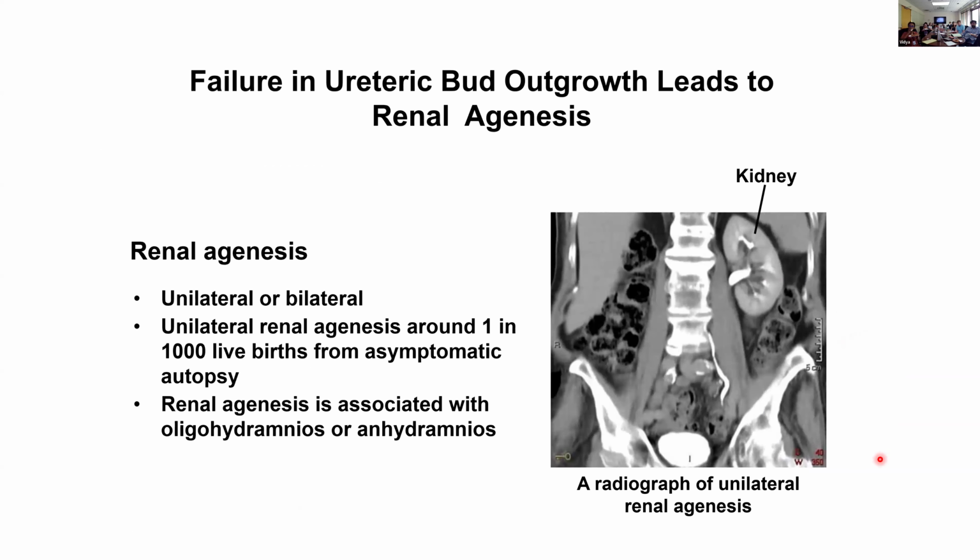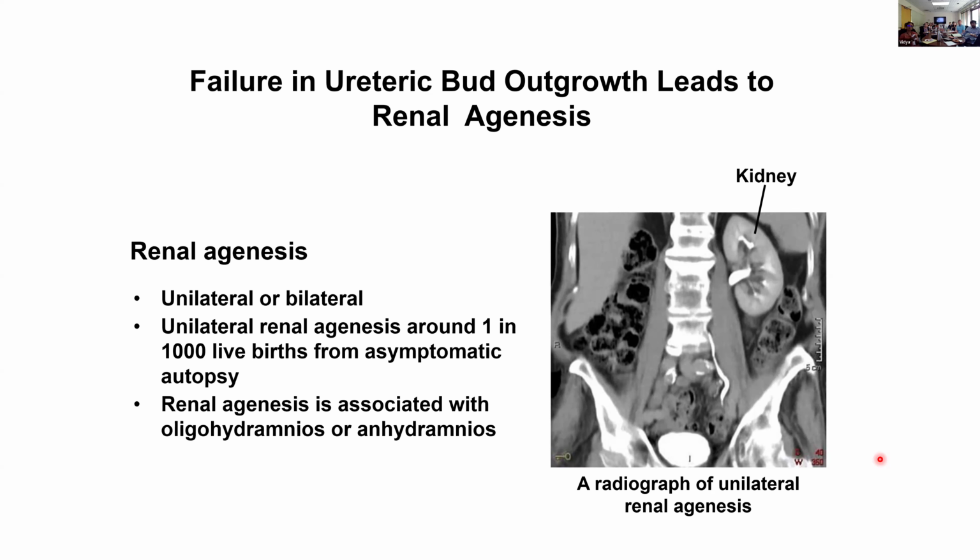So since we talked about that, the first event in the metanephric kidney development is the ureteric bud outgrowth. So first, let's talk about this process. This UB outgrowth is actually a pretty vulnerable event.